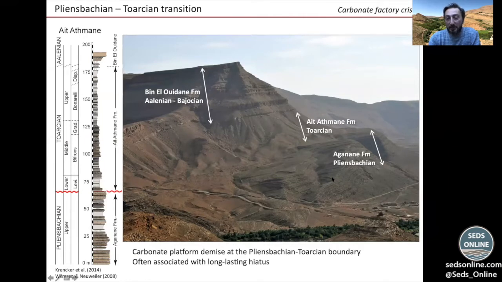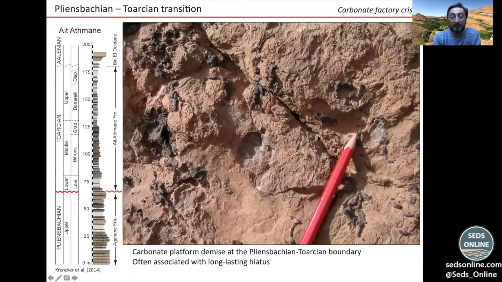So you can see here in this landscape how you switch from the Pliensbachian, the Aganane formation, and you have this big geomorphological break here, which represents the switch from this healthy carbonate factory into something that is dominated by marls, and where carbonate production is actually impeded, right? And if we look very closely at the boundary, we can even see that the topmost surface of the Pliensbachian is represented by this ferromanganiferous crust. Sometimes it's a bit phosphatic. And we know from biostratigraphy as well that almost the entire early Toarcian is missing in that crust.